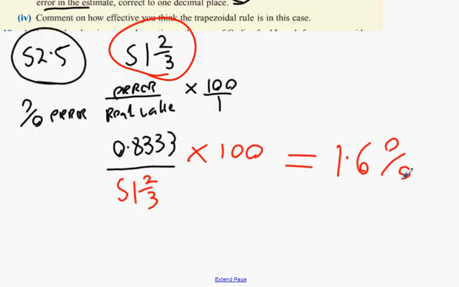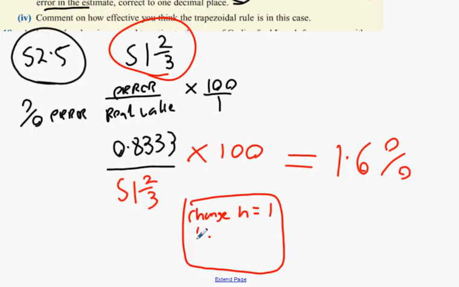Well, my answer is 1.6% off. It's okay. It's a reasonably small error. Could you suggest a way to improve it? Remember I mentioned it earlier. You could do smaller intervals. Another question might be, what could you do to improve this? You could say change h equals 1 to h equals 0.5. Make the interval smaller to improve your results.